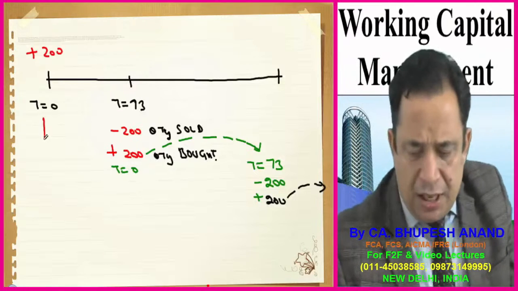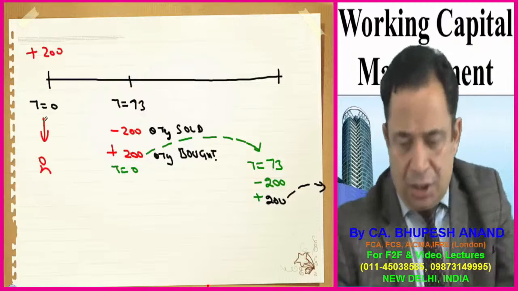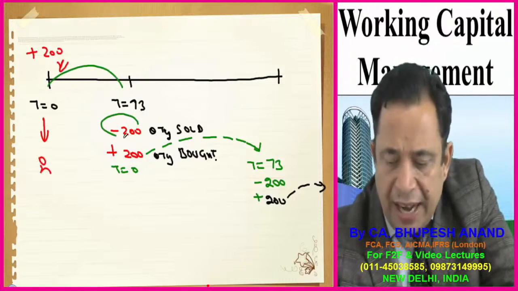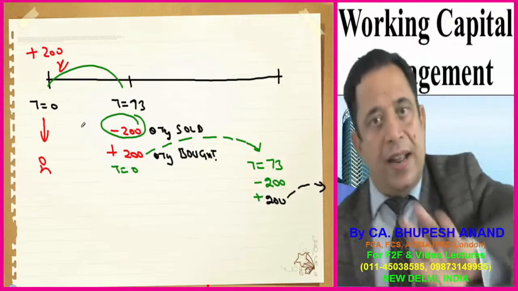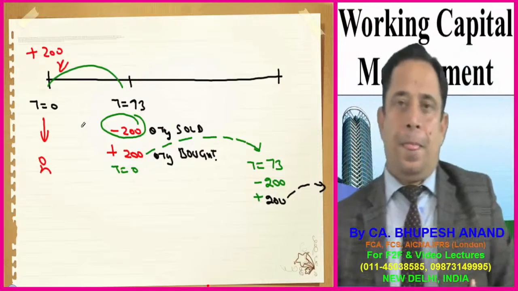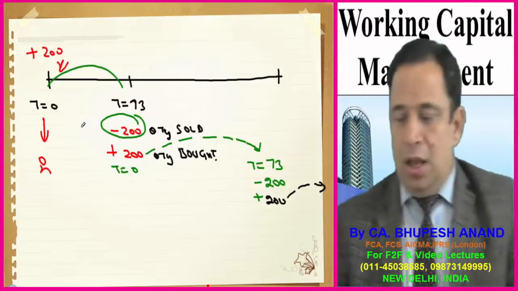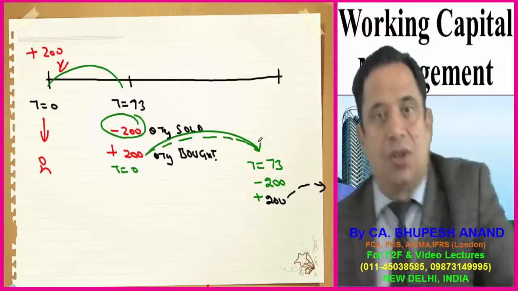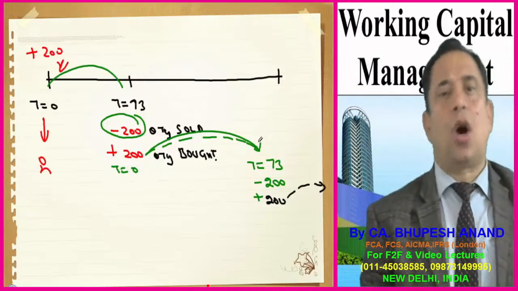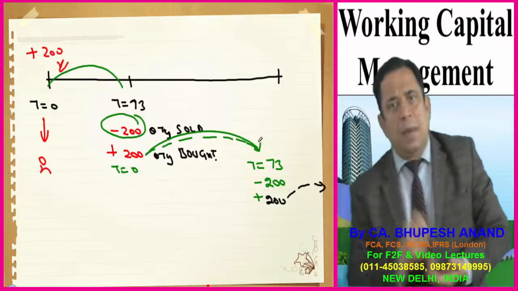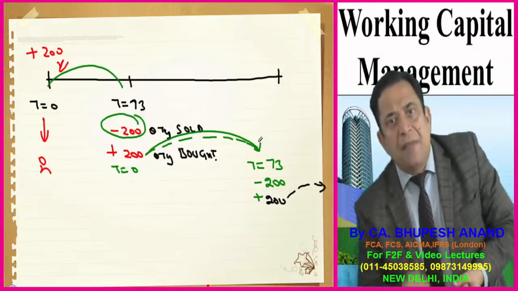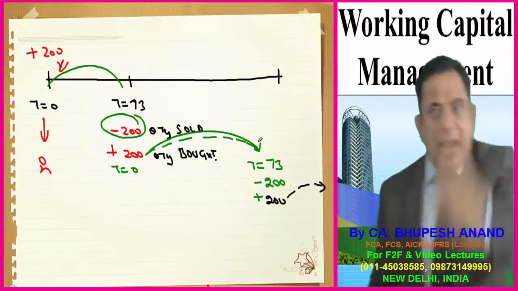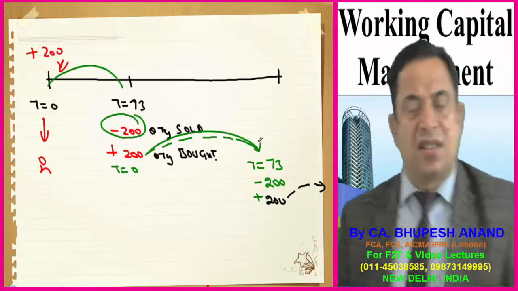Supposing I have started my journey from T0, and I have purchased stock worth $200. So I have kept it as plus 200. At the end of the 73rd day, I sell it, minus 200, and again I purchase $200 worth of stock. Again, after 73 days, I am selling it. It means on average, whenever I go into the stores and see the stock, my average inventory will be equal to $200, and that is equal to 73 days.